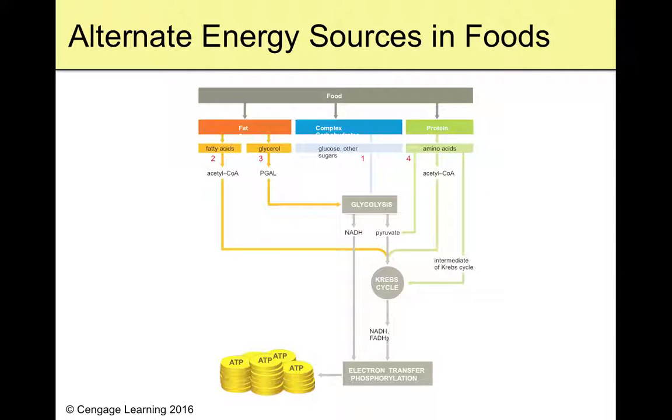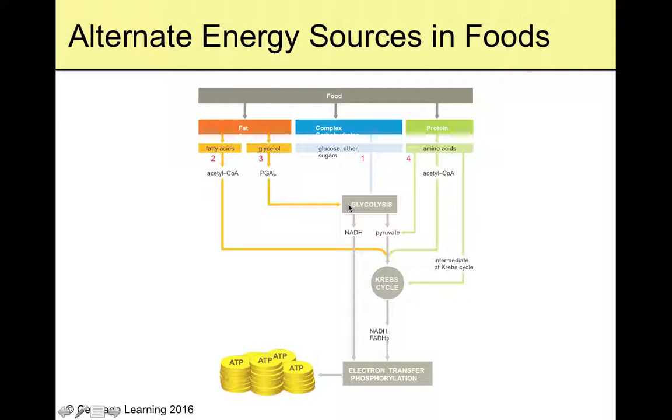So here's kind of the flow chart, not something you'd need to memorize necessarily, but just to kind of get that big picture of how everything you're eating is useful for this process of building ATP. Fats, we can get the fatty acids to acetyl-CoA. Those belong in the Krebs cycle. We can take glycerol and make phosphoglyceraldehyde.